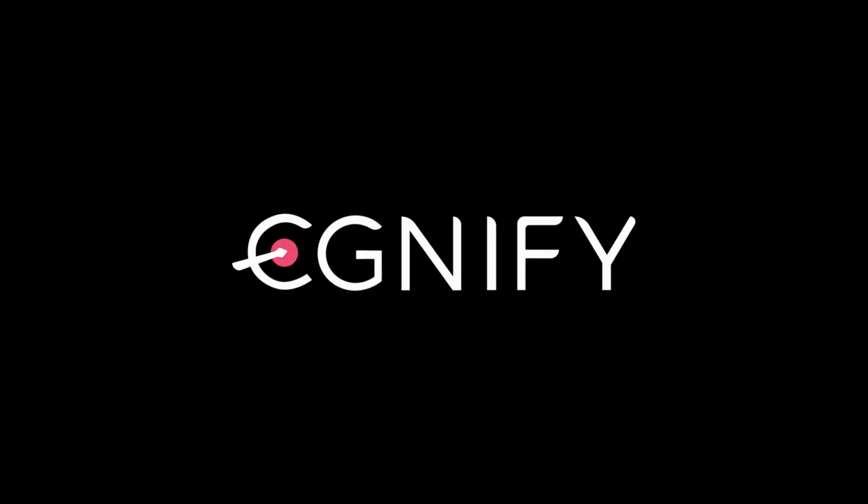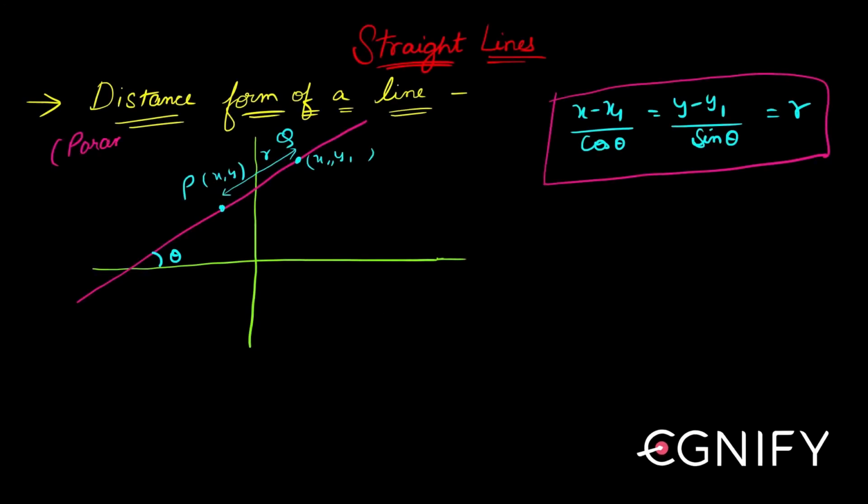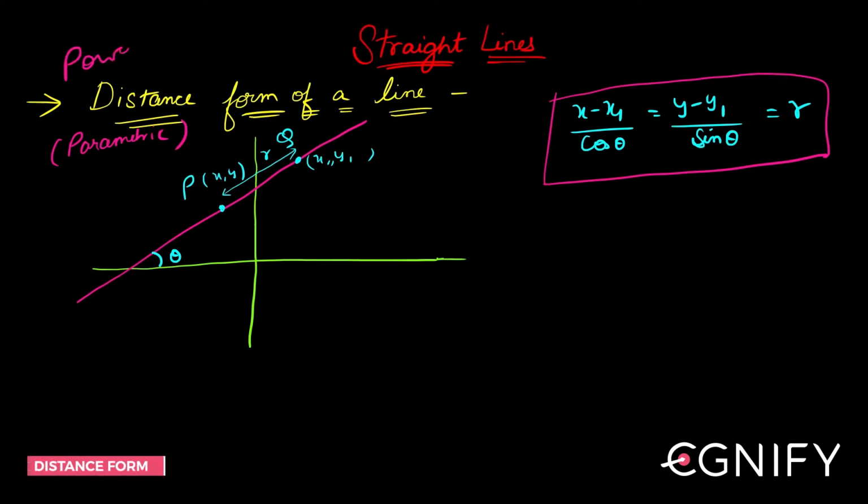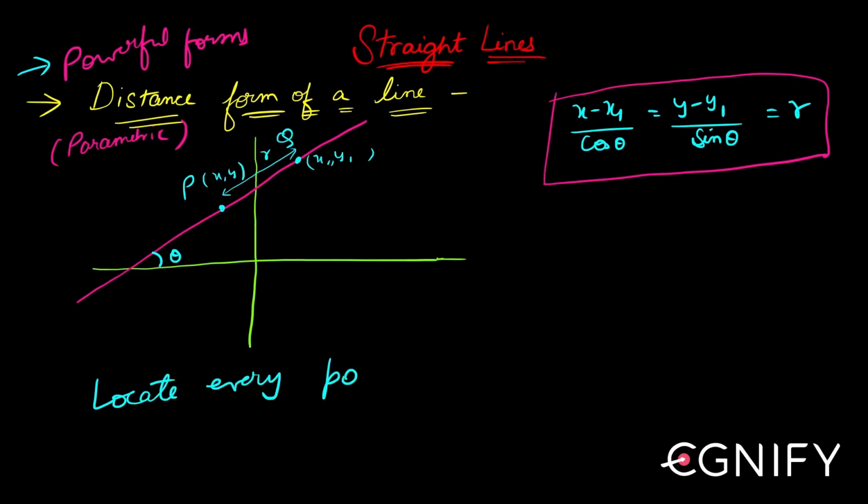Let us now look at this final form of a line, which is your distance form of a line, or it is also called the parametric form of a line. In my opinion, this is one of the most powerful forms. So you have seen different ways in which I can write the straight line. This is one of the most powerful ways. Why? Because using this you can locate every point on the line. So let's see what this means.